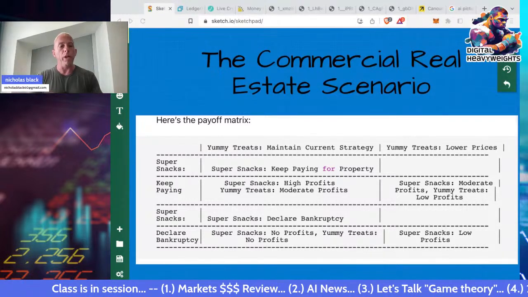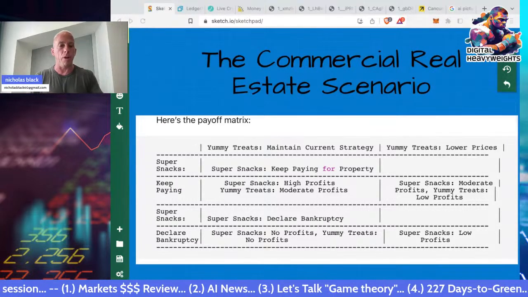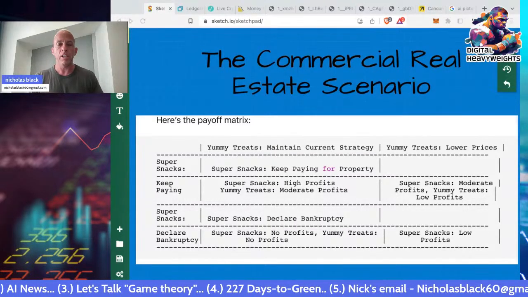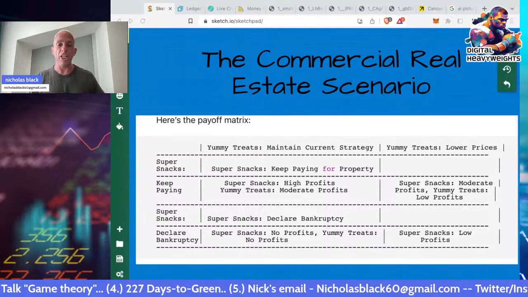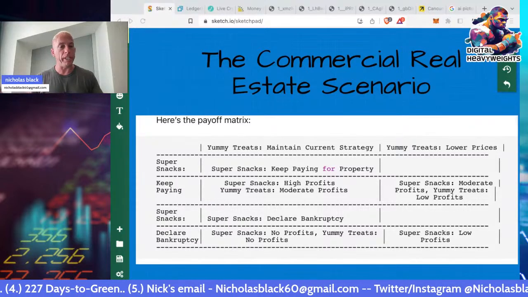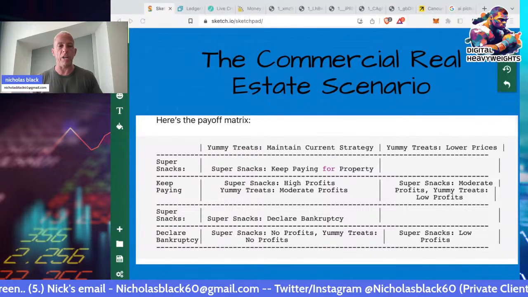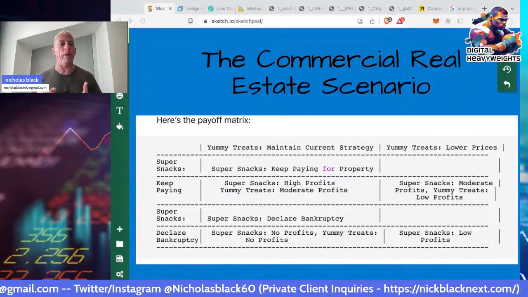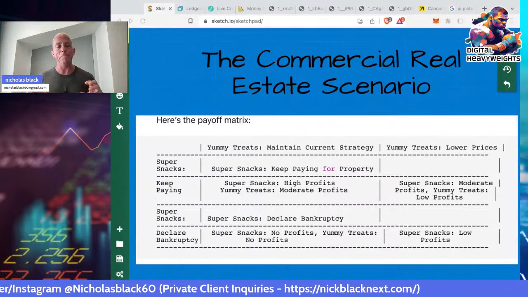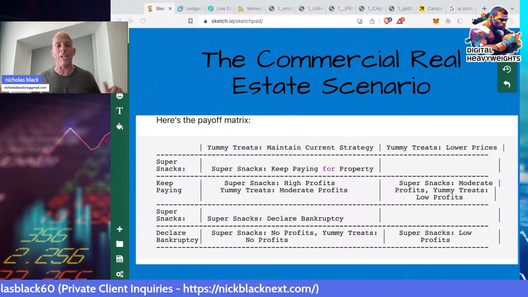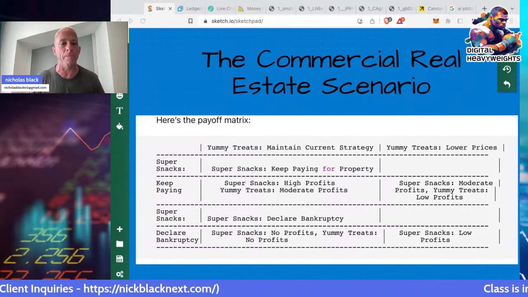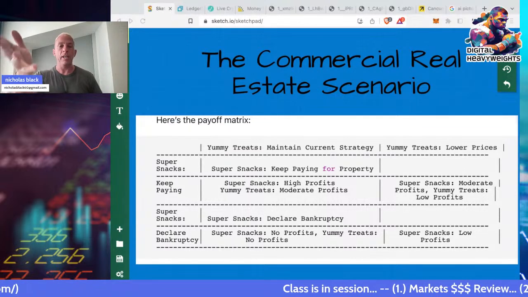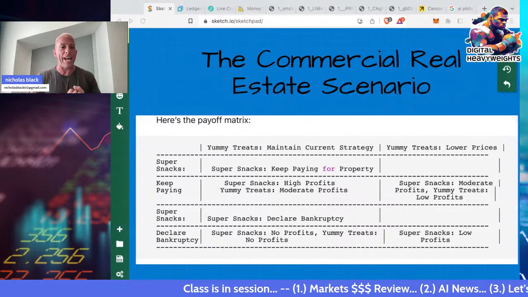Anyway, when you apply game theory, Super Snacks can evacuate their prime location, or they can stay. Yummy Treats may or may not be a beneficiary, but the team at Super Snacks can look at all of these possible outcomes and make a decision that maximizes their chances of success or at least minimizes their loss. So if we break it down, let's consider the payoff matrix, which is what you're looking at, and analyze the situation between Super Snacks and Yummy Treats.